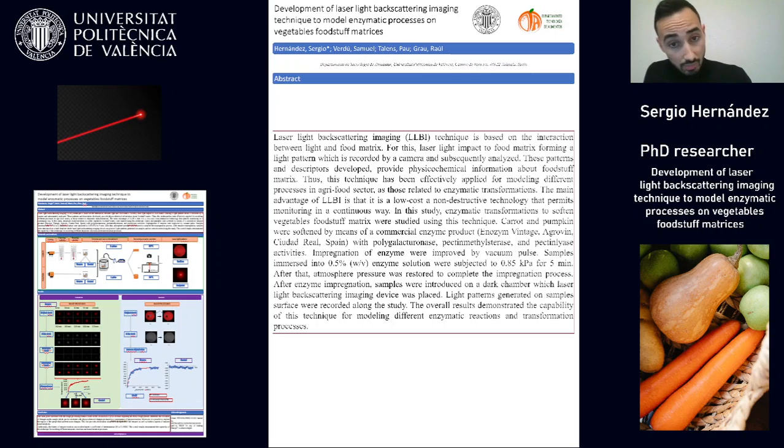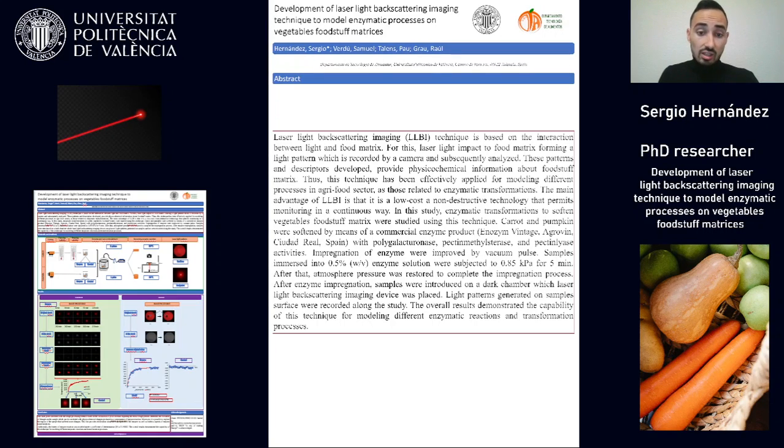Laser light backscattering imaging technique is based on the interaction between the laser light and food matrix. When the laser light comes into contact with a food matrix, a light pattern is formed. This pattern is recorded by a camera. These patterns and descriptors provide physicochemical information about foodstuff matrices and their transformations.